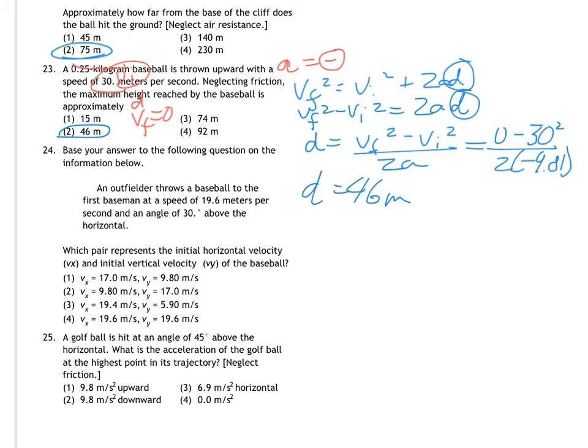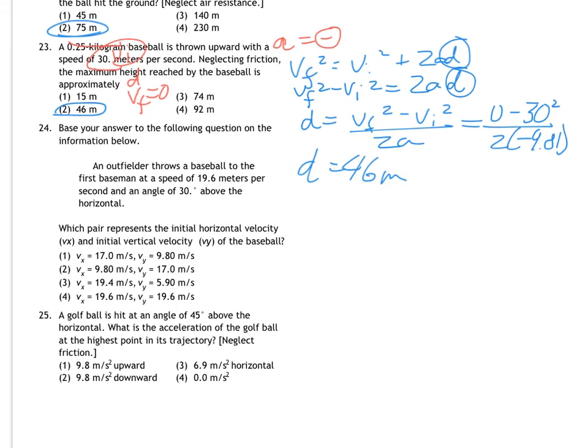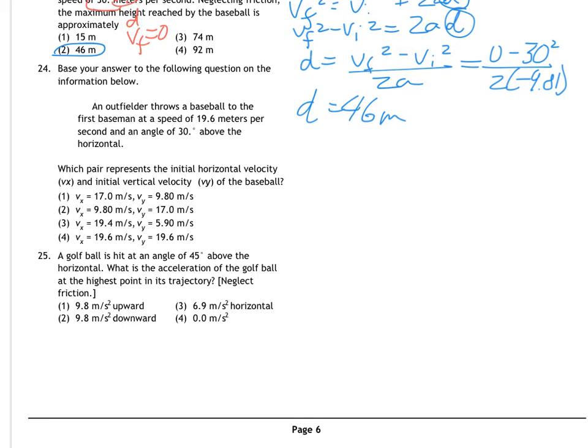All right, 24. An outfielder throws a baseball to the first baseman at a speed of 19.6 meters per second and an angle of 30 above the horizontal. Here's my angle. The speed is 19.6. Which pair represents the initial horizontal velocity and the initial vertical velocity?